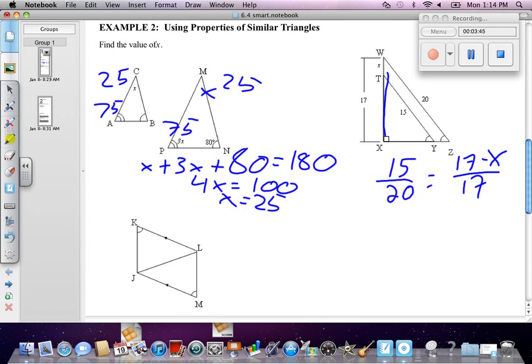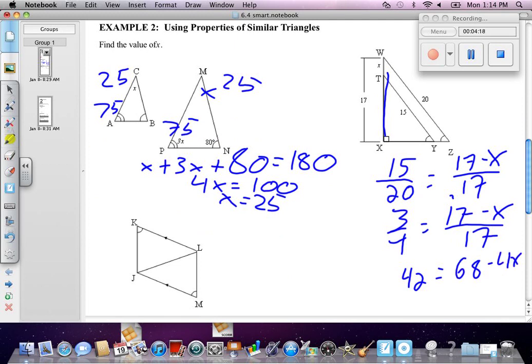Wouldn't you have to reduce 15 over 20? You don't have to, but you could. It would make it easier to do the problem. You could reduce it and get 3 over 4. It would just make your multiplication easier. And then you go 3 times 17, which is 51. 3 times 1 is 3, 4 times x. 7 times 4 is 28, 4, 5, 6 minus 4x.